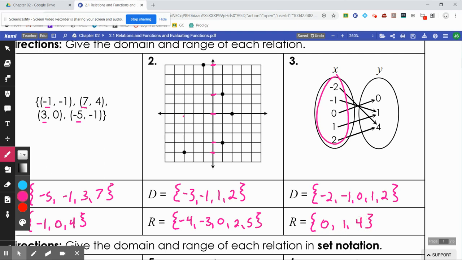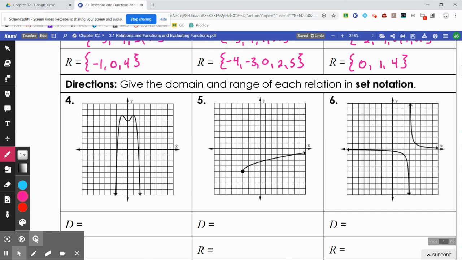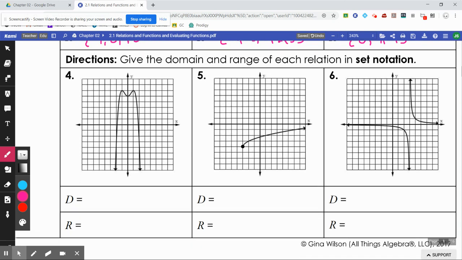And that's it. It's a little bit more difficult finding domain and range when you're dealing with this type of graph. Okay, here's how I like to do it. Think about domain as this. Where is your graph located? Do you have any graph located here? Is there any graph located here? What about here, here, or here?